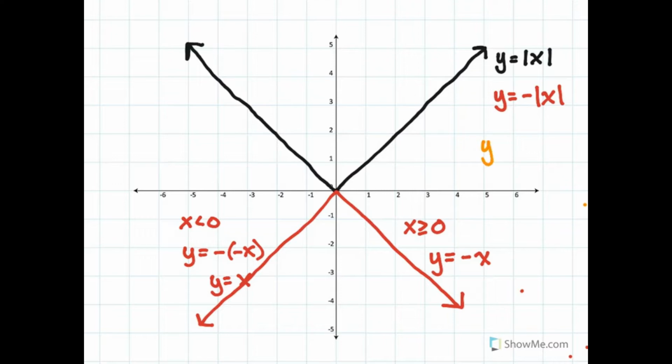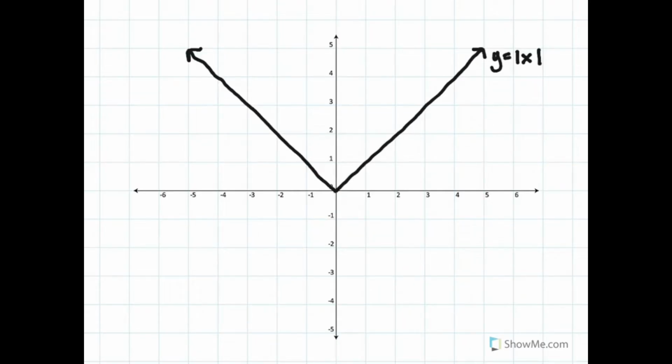If I were to graph y equals negative 2 times the absolute value of x, I get a line with the slope negative 2 when x is greater than or equal to 0, and when x is less than or equal to 0, I get a line with a slope of 2. And so I have that narrower V, just like when I multiplied by positive 2, but it faces down.